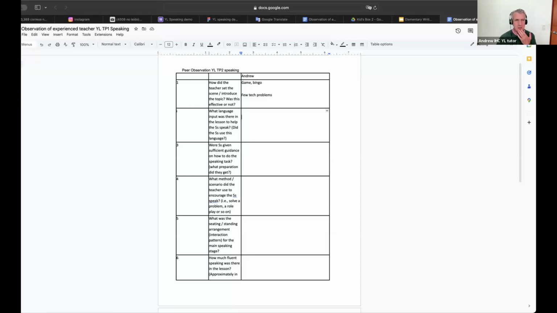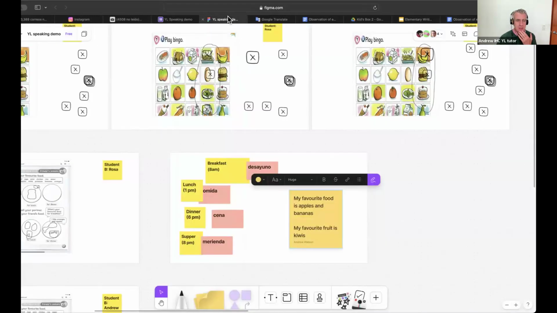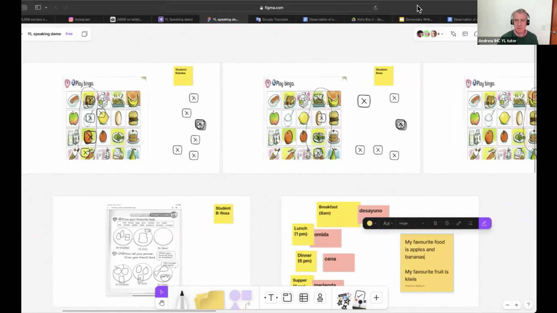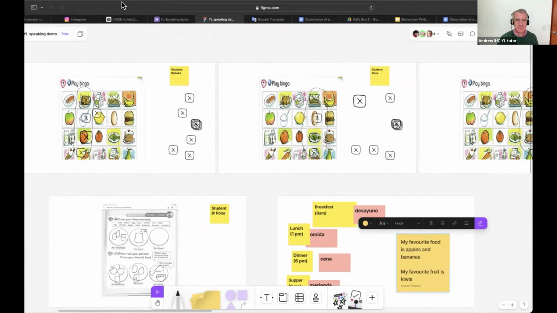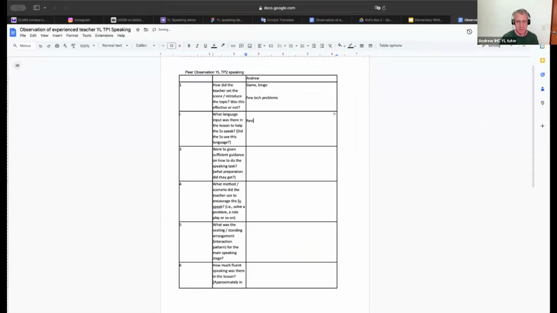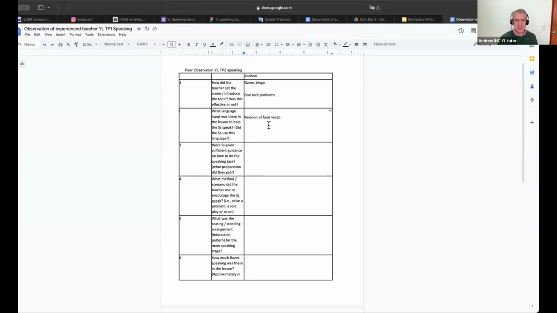Think about what was the new language that we introduced? Well, we had the revision of the vocabulary, wasn't there? So that was the first one, yeah. So revision of food vocabulary. Anything else? Yeah. Oh, yes. Meals.